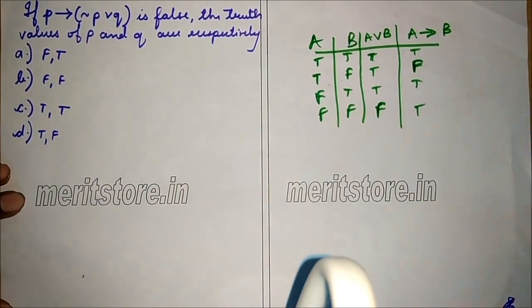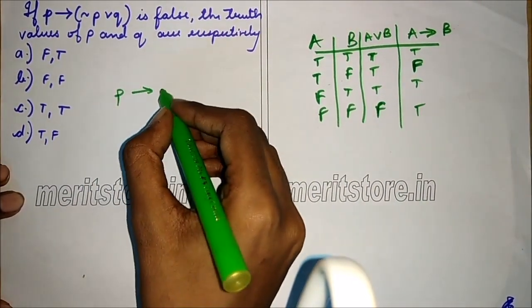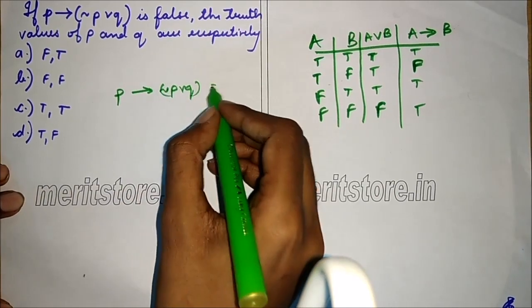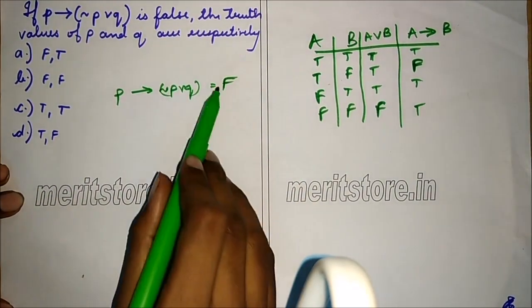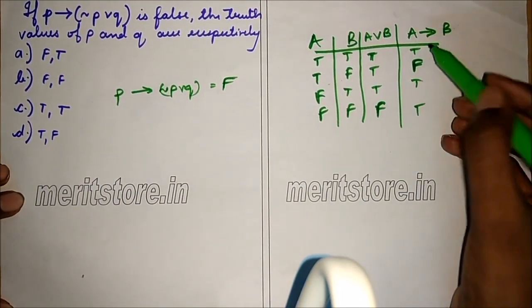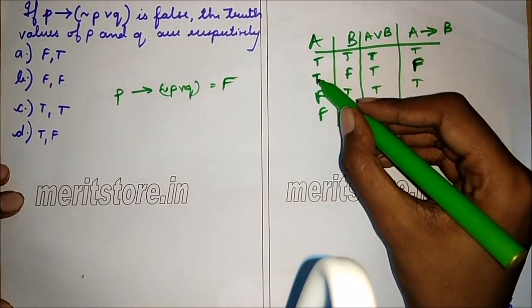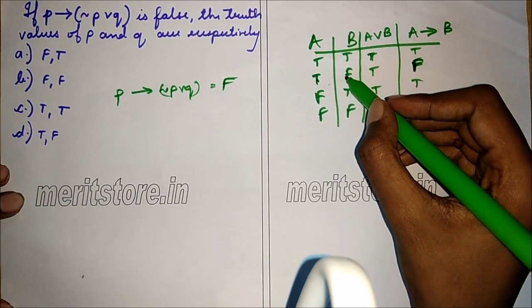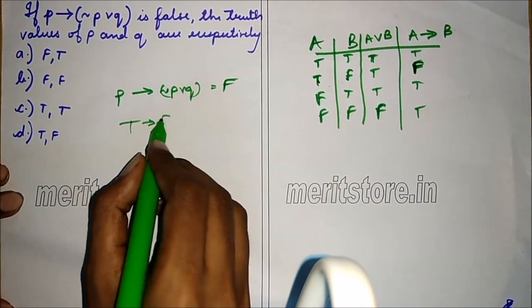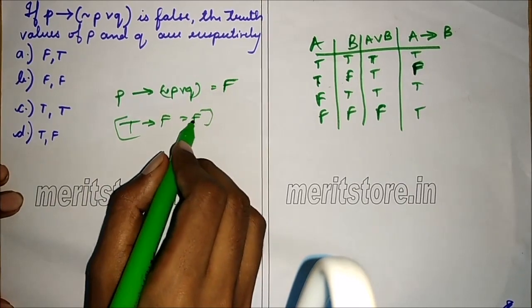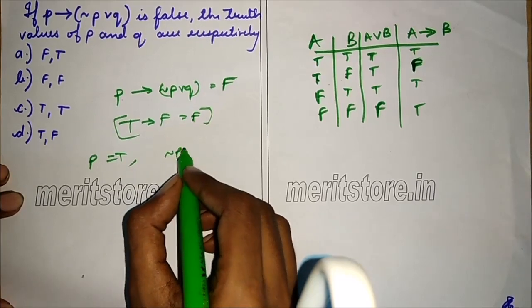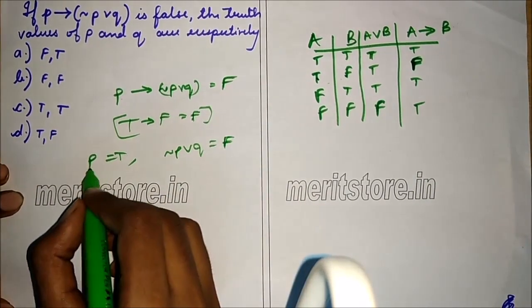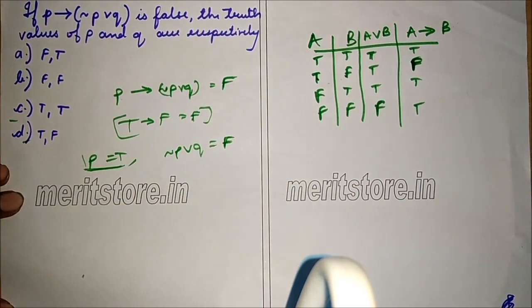Now it is given that P implies negation of P or Q is false. Now this is an implication statement, that is a conditional statement, and the answer is false. But in an implication statement, the answer is false if and only if the first statement is true and the second statement is false. That is, T implies F is the only possible way of getting an answer F. So P should be true for this to happen, and negation of P or Q should be false. So P is true. Now we'll find Q.